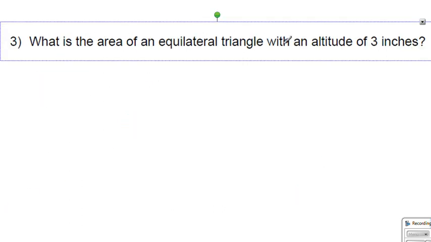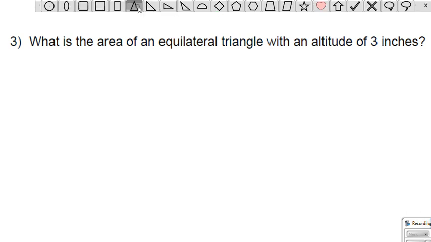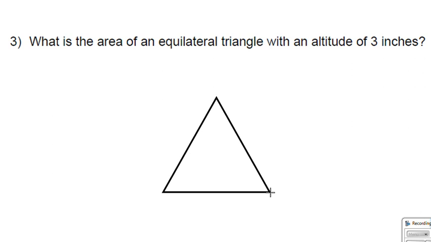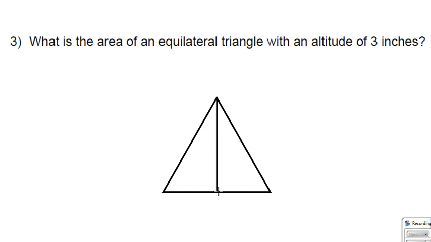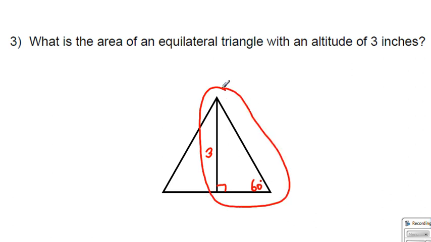What is the area of an equilateral triangle with an altitude of 3 inches? Now here, when we are given an equilateral triangle and the altitude, let us assume that that's equal to 3. Of course, this becomes a right angle, and this is equal to a 60-degree angle. Then on one side of the equilateral triangle, we end up having a 30, 60, 90 triangle here once again. So here we end up getting 1, radical 3, and 2.